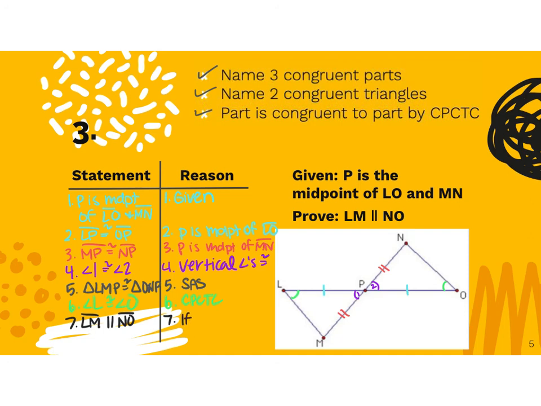So we can say if alternate interior angles are congruent, then lines are parallel. So once you have proven what you were asked to prove, LM is parallel to NO, then your proof is complete and you're good to go.